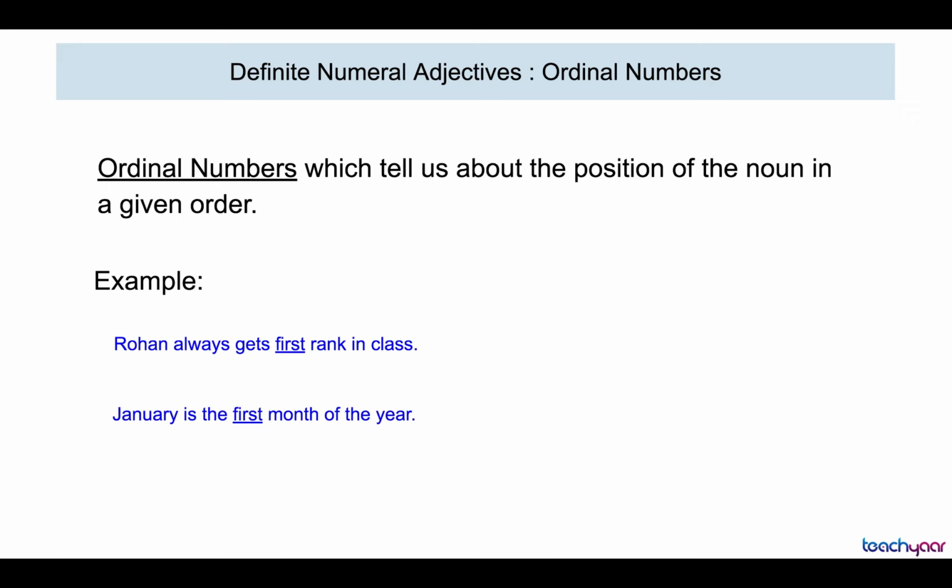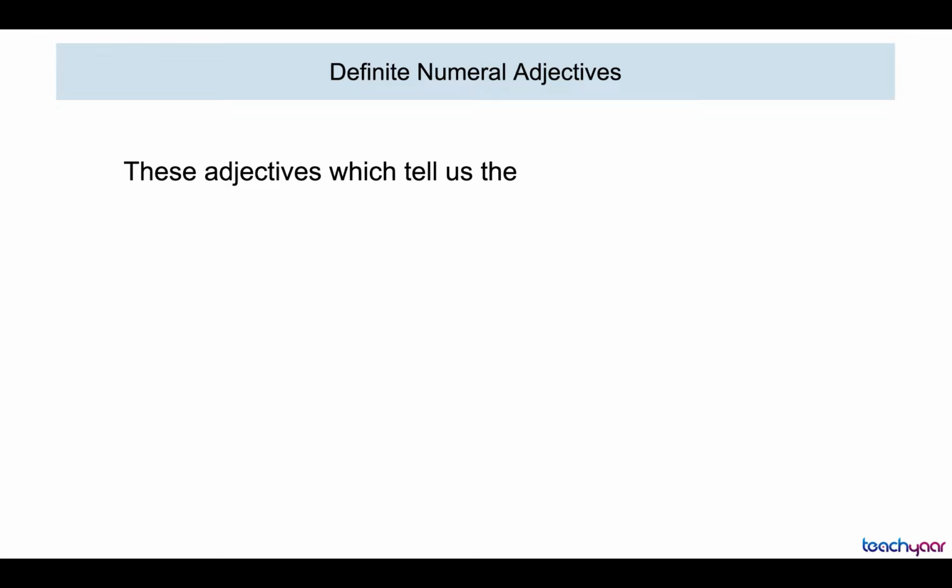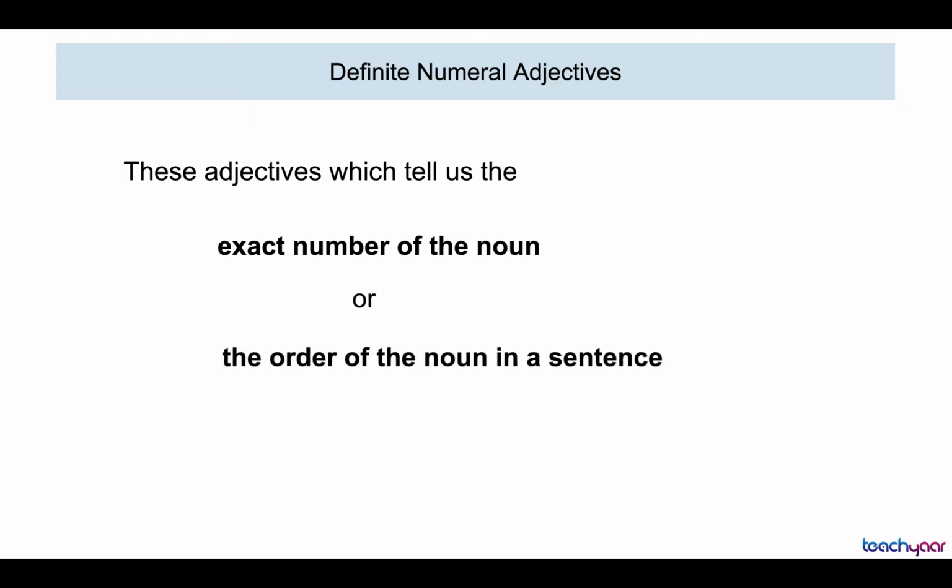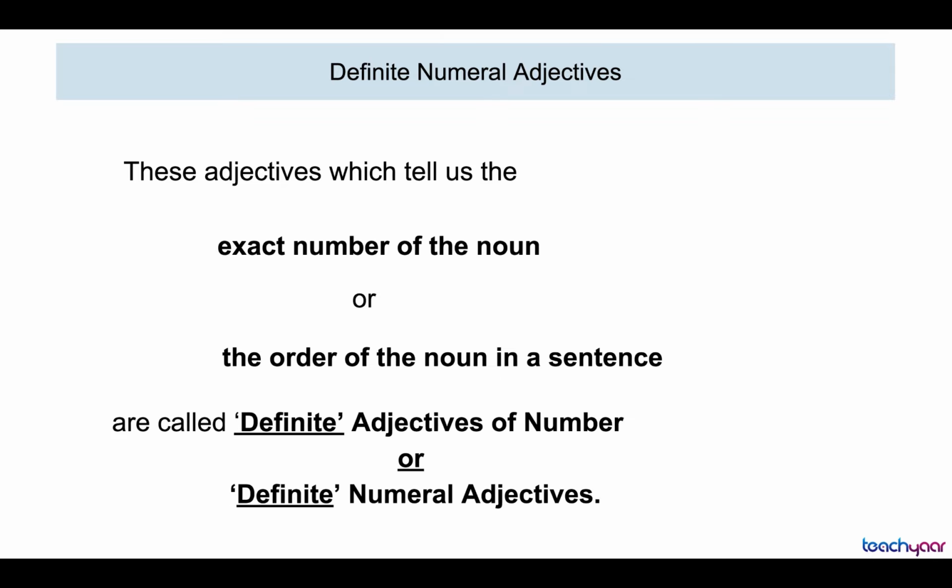Here we are giving the order of the noun, or what is the position of the noun in a particular order. So this is also called a definite numeral adjective, because here also there is definiteness, because there is an order and you are shown what is the position of that noun in that order. So the adjectives which tell us the exact number of the noun, or the order of the noun in a sentence, are called definite adjectives of number or definite numeral adjectives.